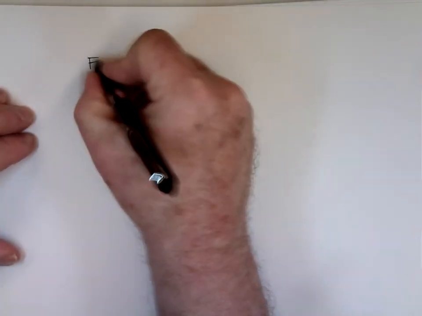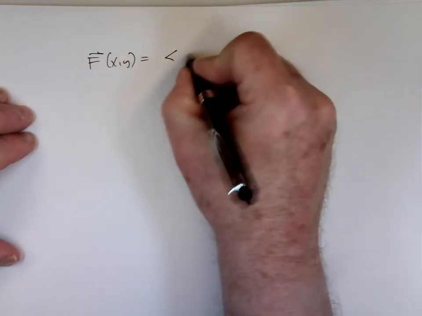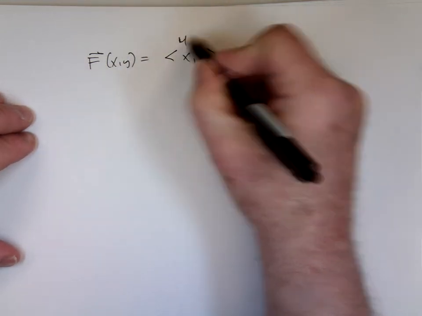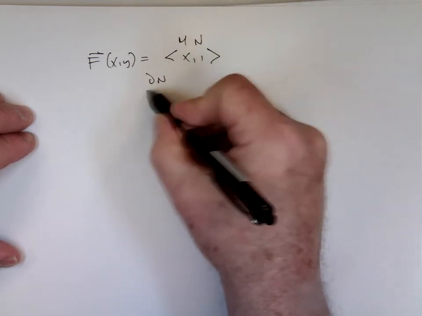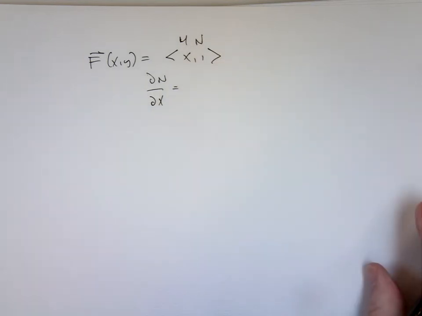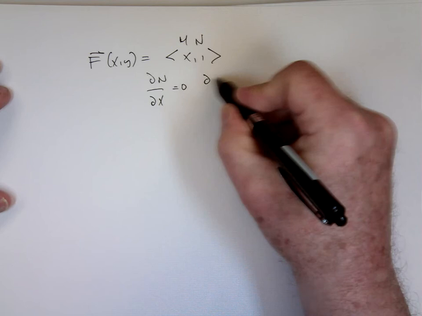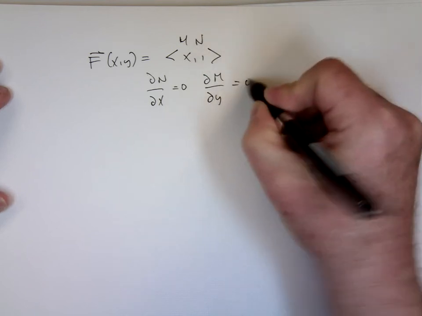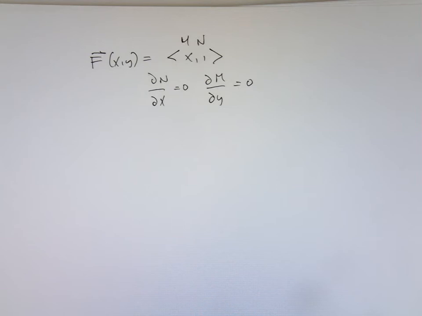So, here's our vector field. Let's test for conservative. Partial of n with respect to x is 0. M with respect to y is also 0. It is conservative. What a jerk. So this one is conservative. We can capture its potential. 1x is not conservative. I'm going to do that next. But let's get its potential here.